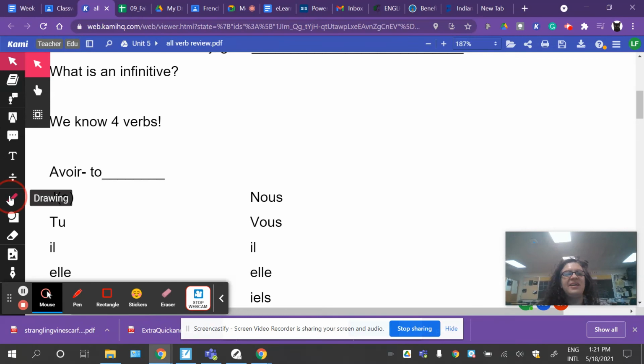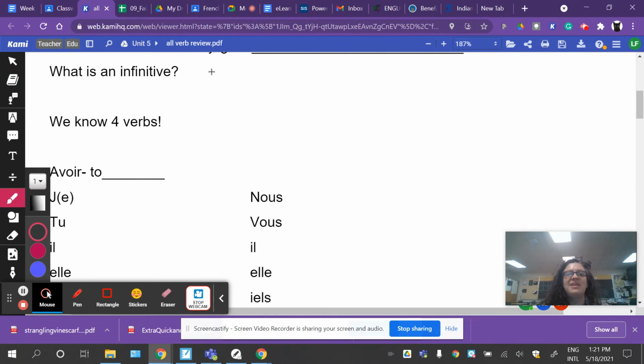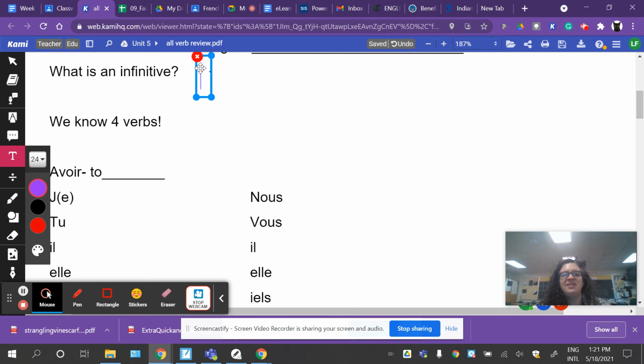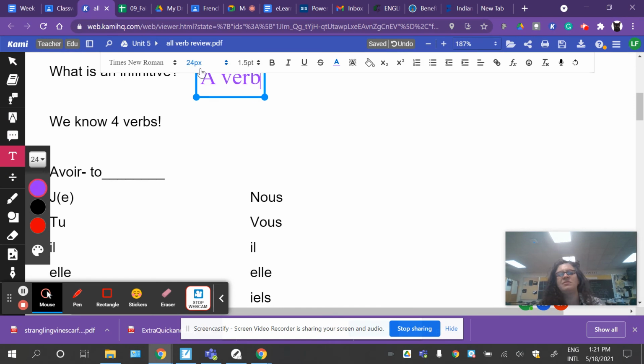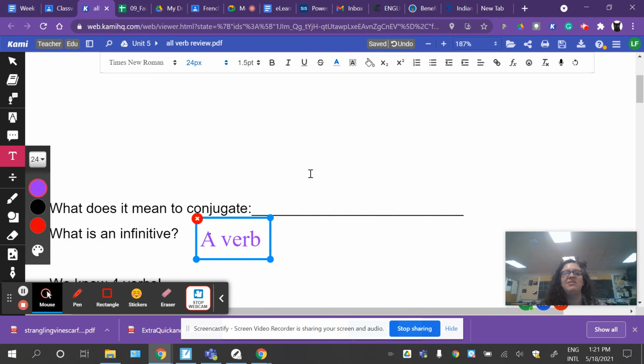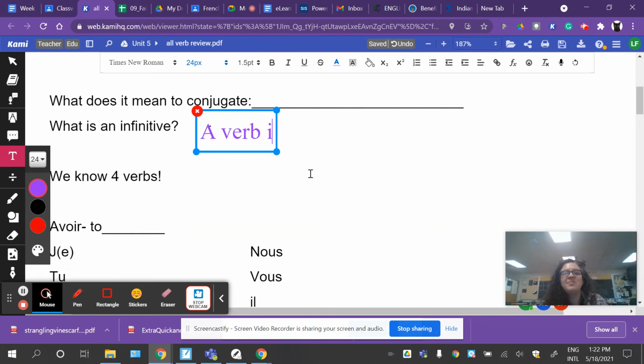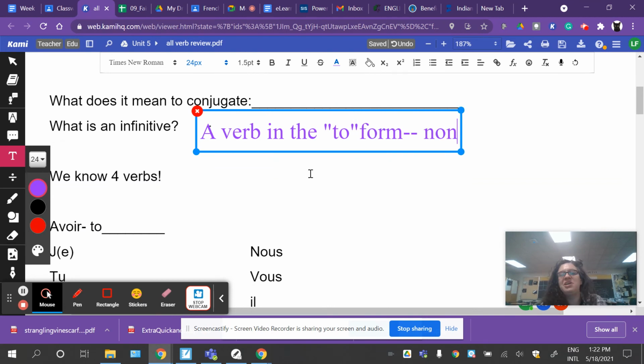So the first thing we got is what is an infinitive, and I've said it a bunch of times. I don't know if Madame Hilty said it, that an infinitive is a verb in the to form. Or we can call it a not conjugated verb.